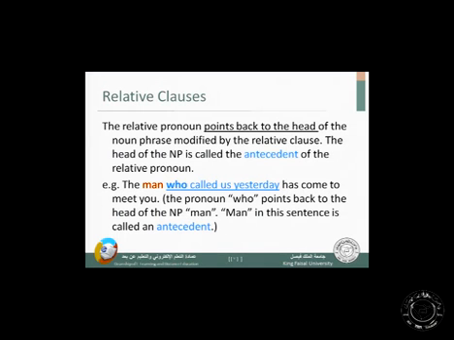So the man who called us yesterday has come to meet you. Here the pronoun who points back to the head of the NP, man. Man in this sentence is called an antecedent. Okay, so this is what we mean by an antecedent. It is the head of the noun phrase which the relative pronoun points to. Okay, so the relative pronoun points to the head. In this case, it is man in this sentence.